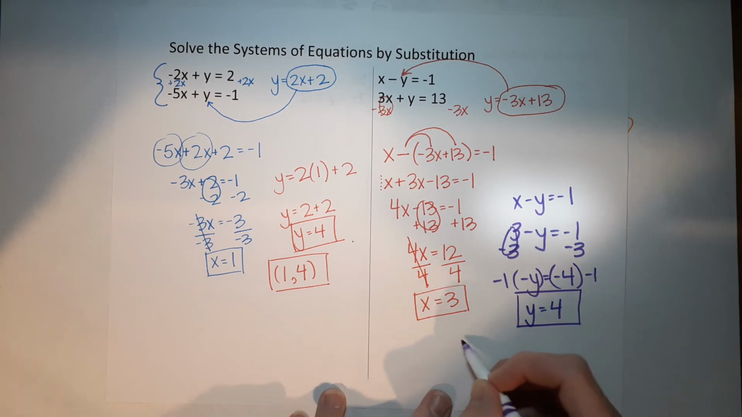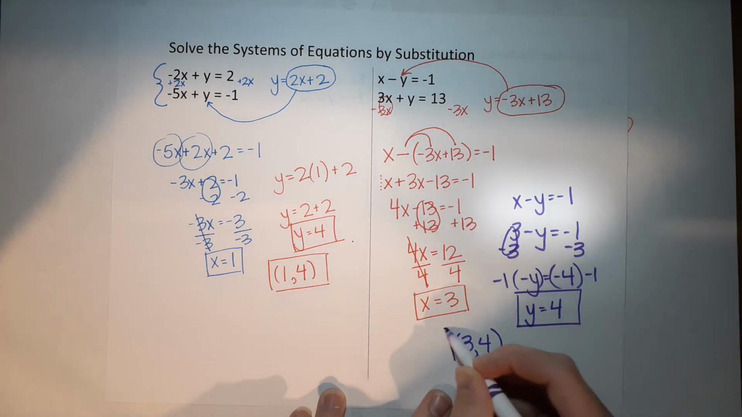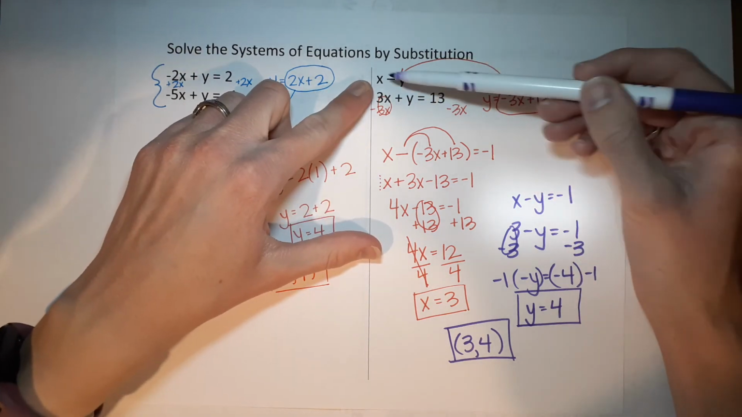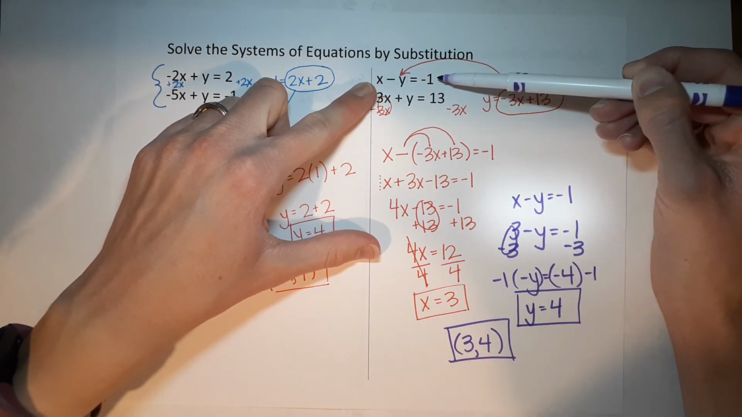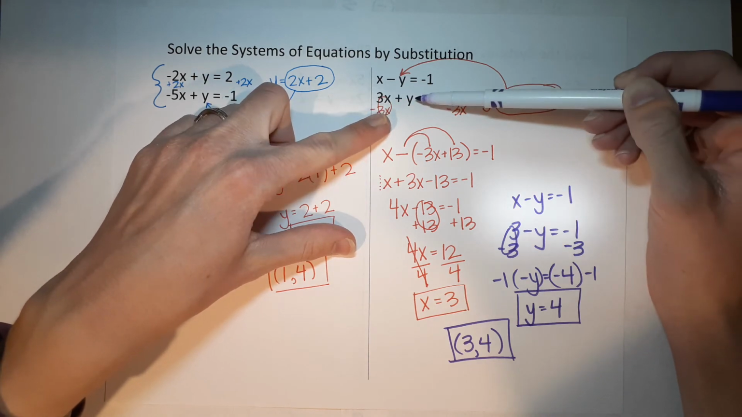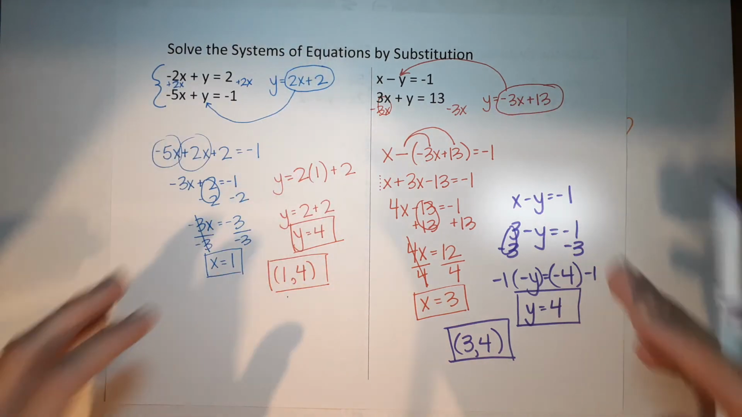Okay. If you want it as an ordered pair, make sure you write the x first. 3, 4. Okay, so 3 minus 4 is -1. Yes. And then 3 times 3 is 9. Plus 4 is 13. Look at that. It worked for both of them. Oh my gosh. That's what we wanted.